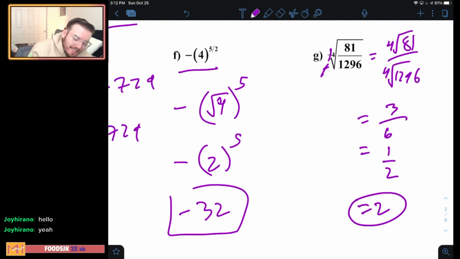I pretended as if it wasn't negative just to not blow your mind for a second and just do the 4th root. Use the table, 4th root of, and you get this fraction, 1/2. Well, the negative actually means to flip it, so we get 2.